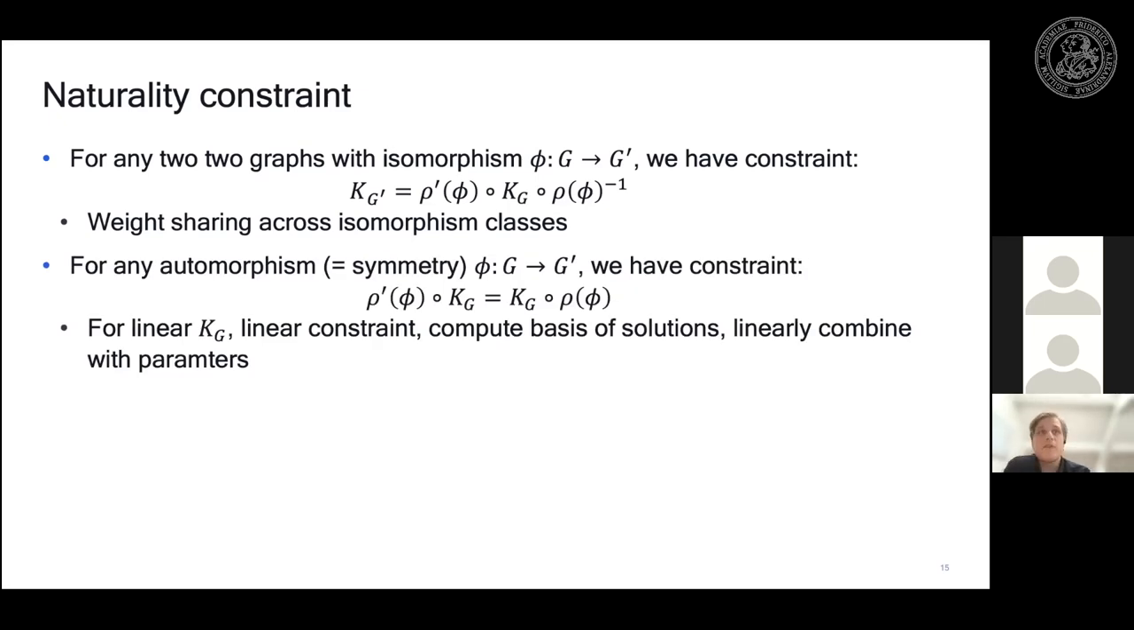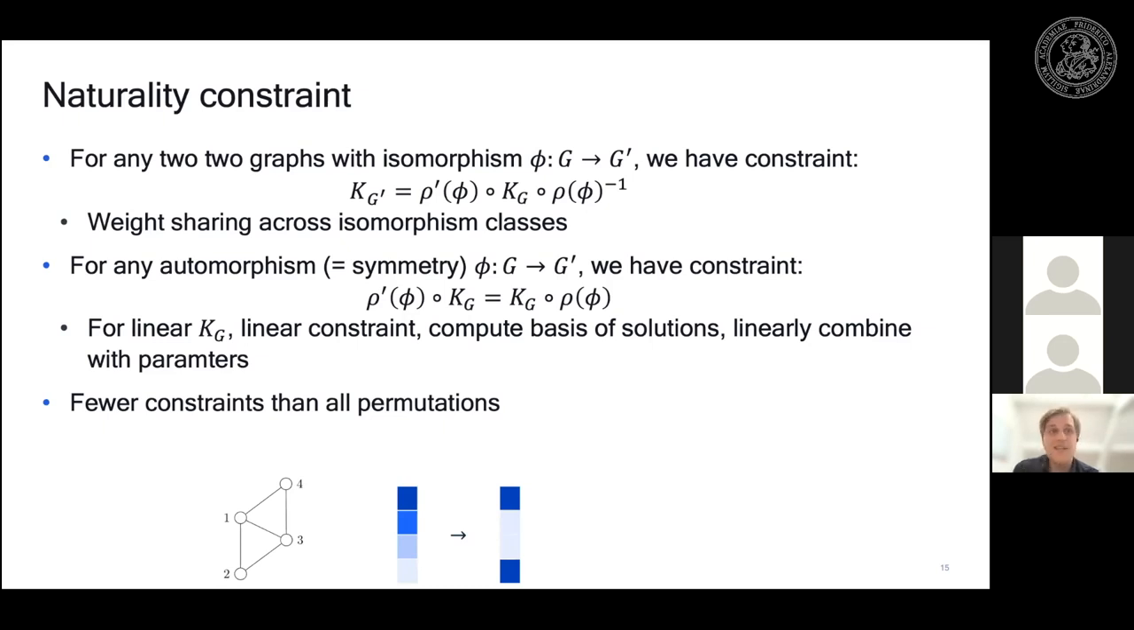Furthermore, if you have an automorphism of a graph to itself, this prime shouldn't be there, excuse me, then we have a linear constraint on KG, basically saying that if we left apply this matrix here or right apply it here, the outcome is the same. And this gives us a linear constraint on KG when KG is linear. And so when KG is linear, we can compute a basis of solutions and linearly combine those with learnable parameters.